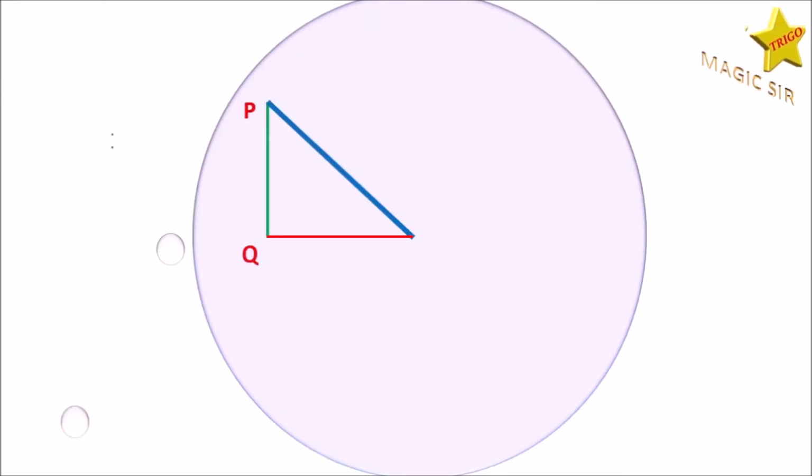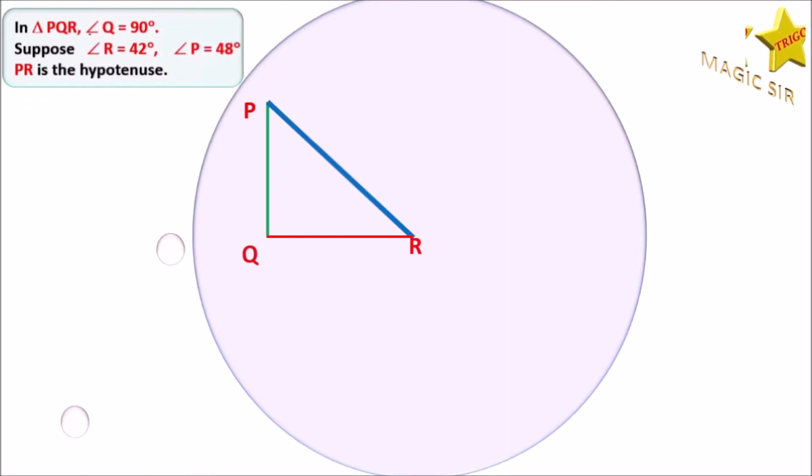So let's start. In triangle PQR, angle Q is equal to 90 degree. We know that angle P and angle R both are acute angles. We can take angle R smaller than 90 degree. So the angle P is obviously less than 90 degree.